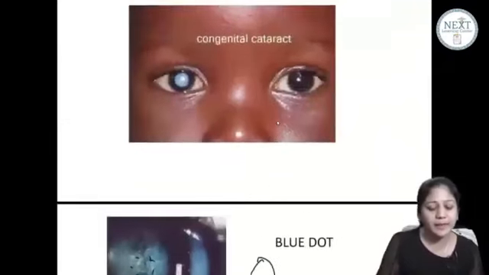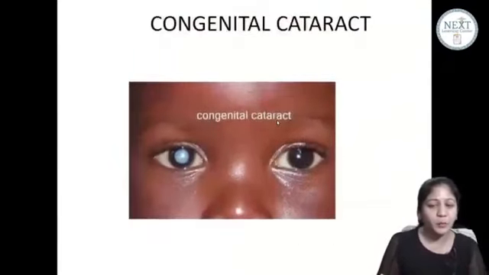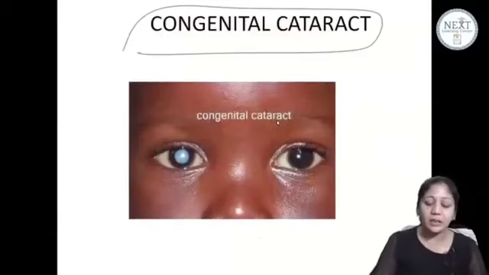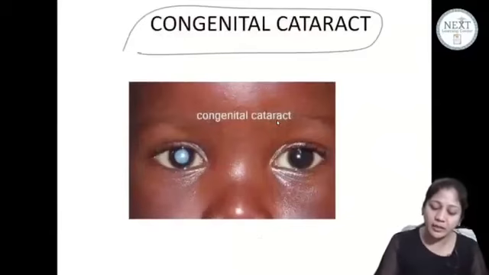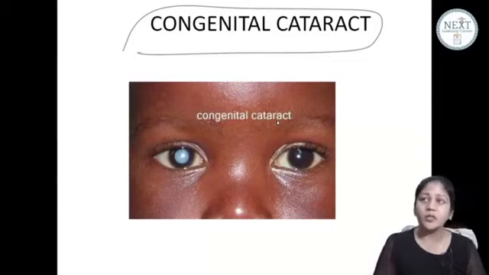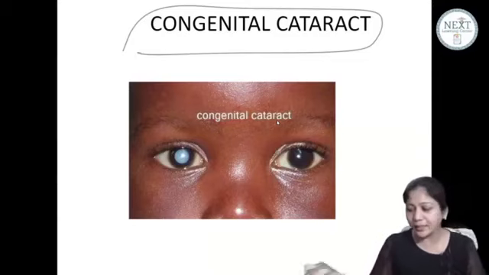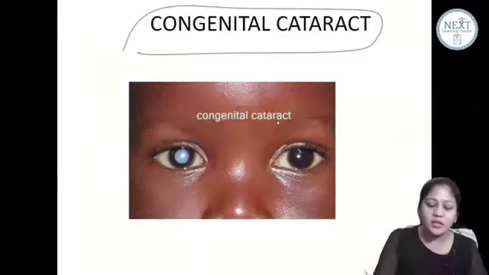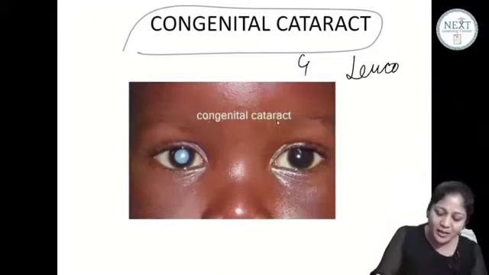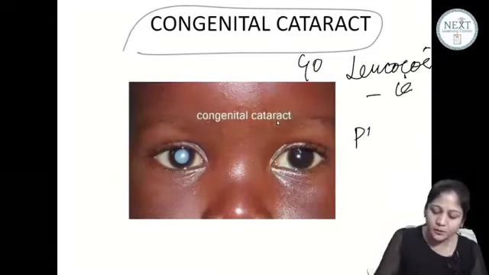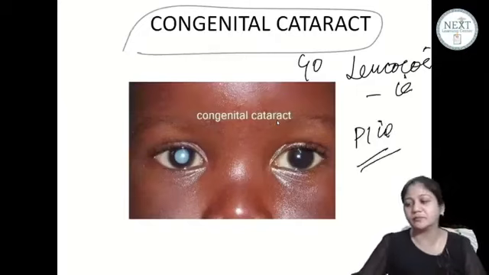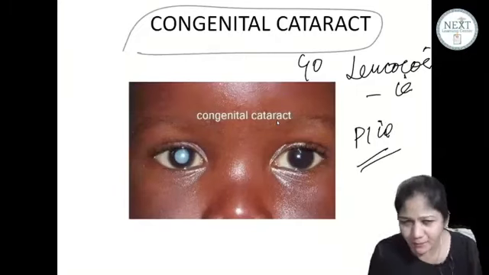What complaint will the mother come with? What will the mother say when she comes? Will she say, doctor, my baby has congenital cataract? What will she say? Will she say that my baby has congenital cataract? No, she will say that the baby has a leukocoria. What is leukocoria? This is also a picture question, friends.